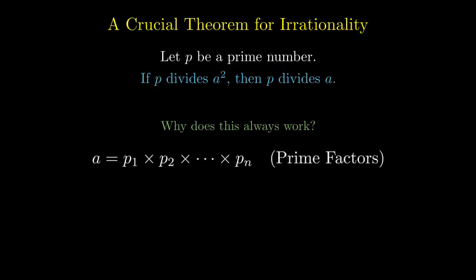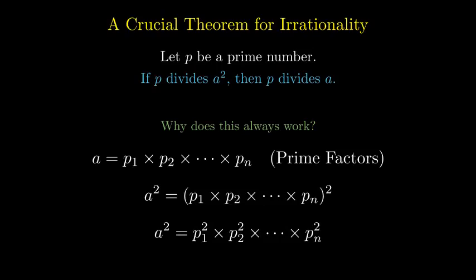Then by the theorem, 3 must also divide 12. And indeed, 12 divided by 3 equals 4. Confirmed. Why does this always work? If a has prime factors p1, p2, up to pn, then a squared has those same prime factors, each appearing twice. If prime p divides a squared, then p must be among those prime factors. Therefore p must also appear in a itself, meaning p divides a. This theorem is the key tool for every irrational number proof in this chapter.